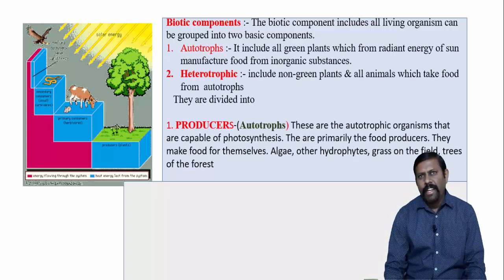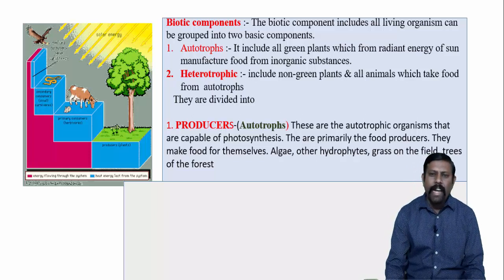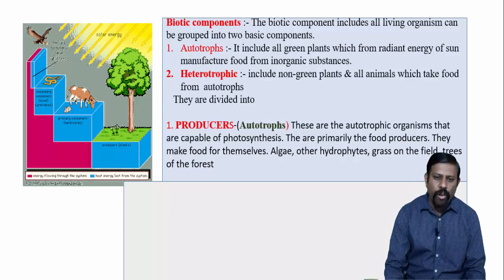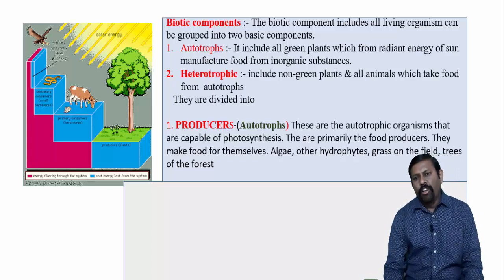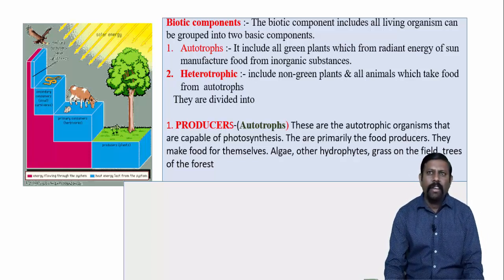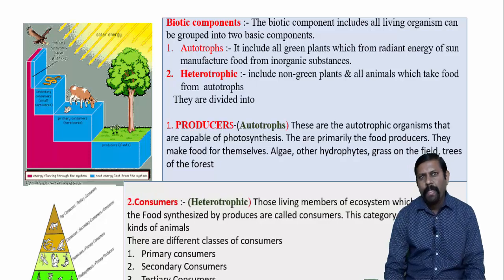First are the autotrophs. They include all green plants which, using radiant energy from the sun, manufacture food from inorganic substances. Heterotrophs include non-green plants and all animals which take their food from others. They are divided into producers and consumers. Producers are organisms that are capable of photosynthesis. They are primarily the food producers. They make food for themselves: algae, other hydrophytes, grass in the field, trees in the forest.